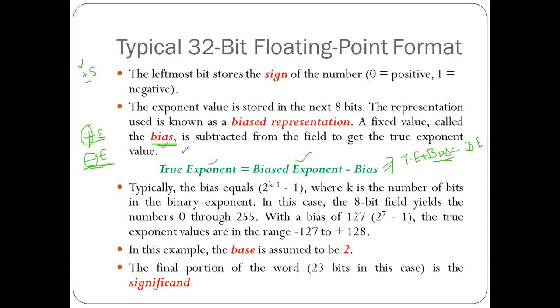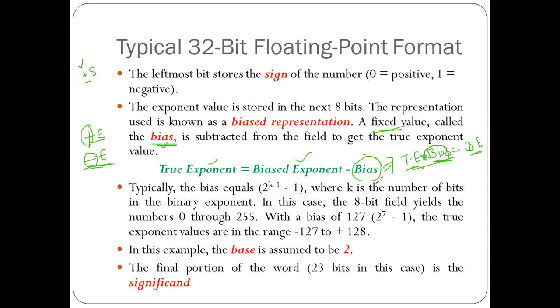So a bias is nothing but a fixed value which has to be subtracted from the biased exponent to get the true exponent, or else a fixed value which needs to be added to the true exponent to get the biased exponent. Even if the true exponent is negative, we are making it positive by adding something. While calculating back the true exponent, we subtract the bias value from the biased exponent.